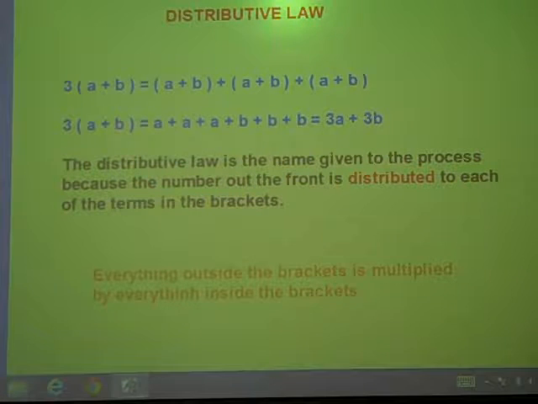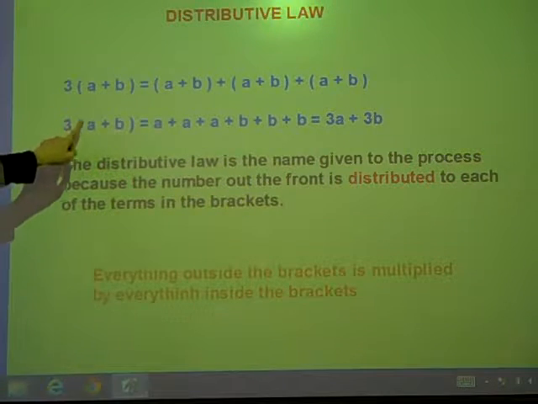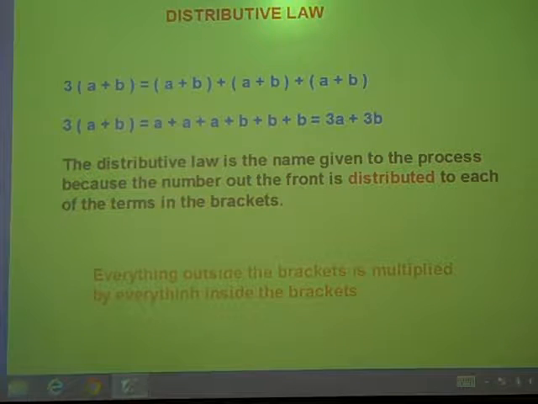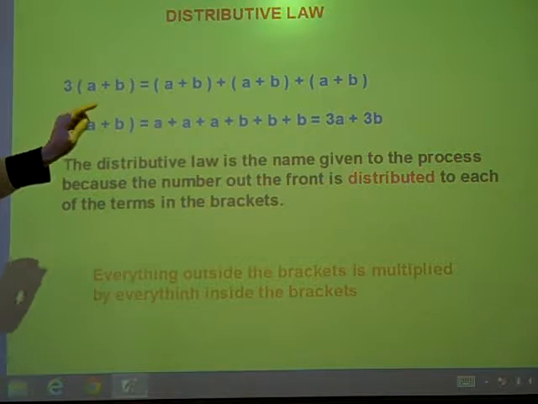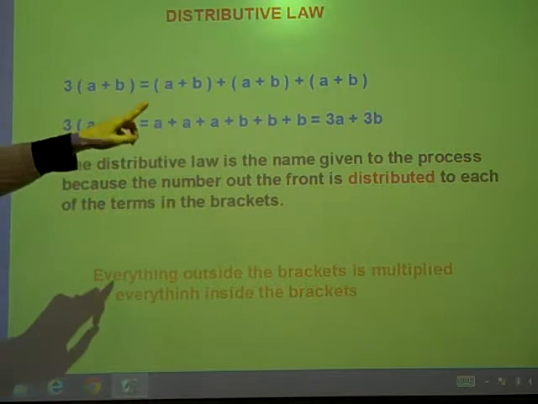So what the distributive law is all about, guys, is distributing the number at the front by everything inside the brackets. So distributing this number out the front, you're timesing by everything that's inside the bracket. So the 3 has to be multiplied by the A to get 3A. The 3 must be multiplied by the B to get 3B.